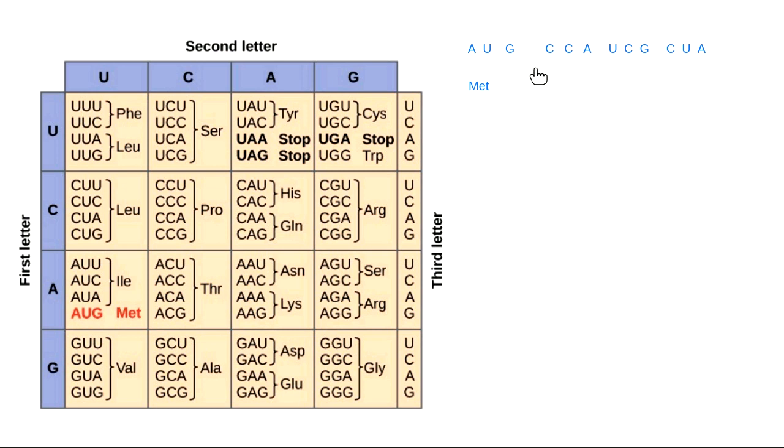My second codon, my next set of 3 letters is CCA. So again, I'm going to start here on the left. My first letter is a C, so I'm somewhere in this row right here.